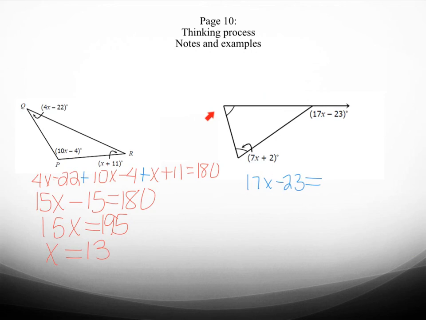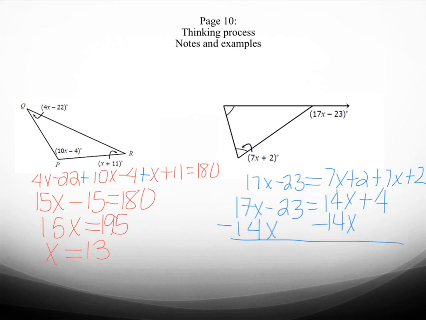So I'm going to write the angle down twice. Then I'll combine like terms and simplify to solve for x. We subtract 14x from both sides, and we get 3x minus 23 is equal to 4. We add 23 to both sides, and we get 3x is equal to 27. We divide by 3, and x is equal to 9. So we have to think through whether we're working with interior angles or an exterior angle to make sure we apply the correct theorem.